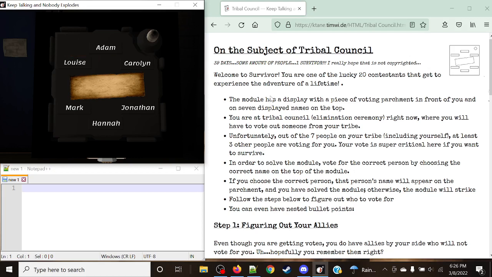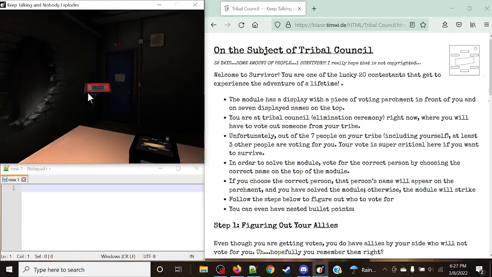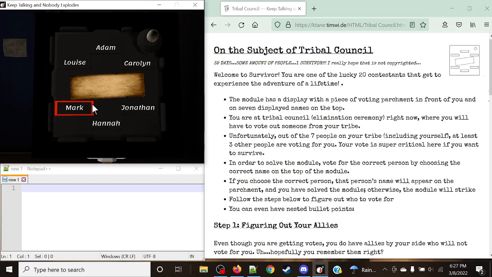This module is based off of Survivor, which for those of you who don't know is a TV show, sort of like a game show-esque thing. Our goal is that we're currently in a tribal council elimination ceremony, and we need to prevent ourselves from getting eliminated by voting for someone else. We're going to determine 3 of our allies, and the rest of the people will be our enemies, and based off of that knowledge, we're going to figure out who we vote for. So let's get right into this.